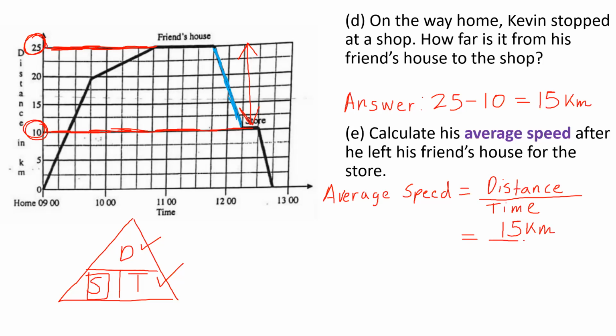Now, here's the deal. We want to figure out the time. The time taken from him leaving his friend's house, right? Right here. So the time taken from him leaving his friend's house to arriving at the store. Right? So from leaving his friend's house to arriving at the store, what time is that?